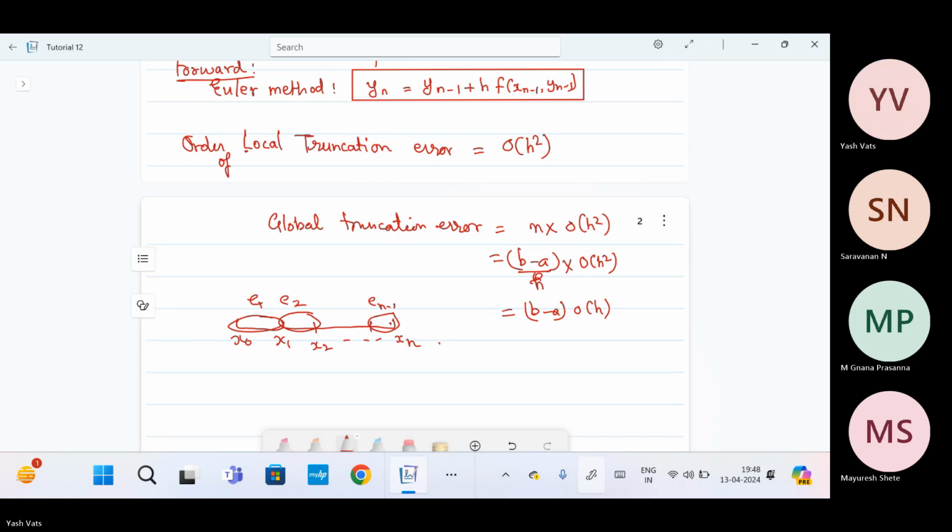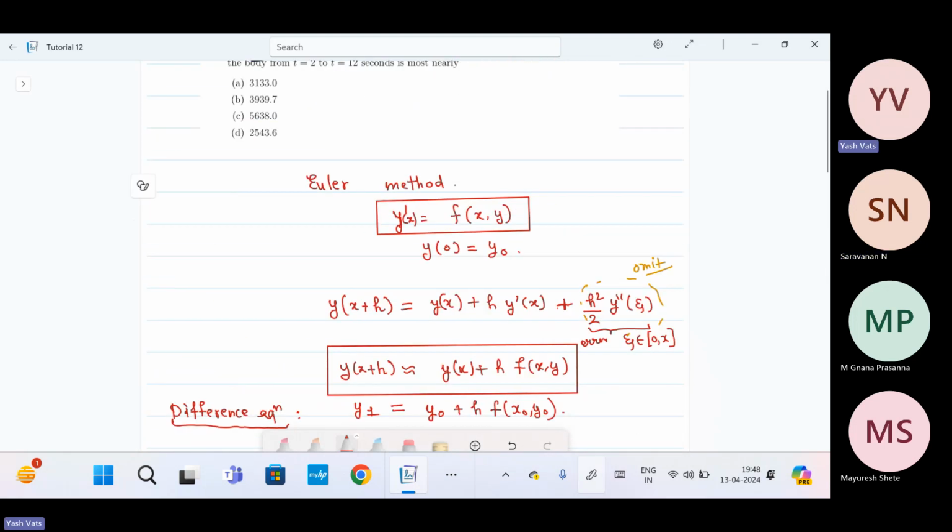Okay, do you understand this? En. Do you understand? Yeah, b minus a by h. Local is between 2 points, and global is full. Global is summing all the errors locally. Okay, do you understand this method?